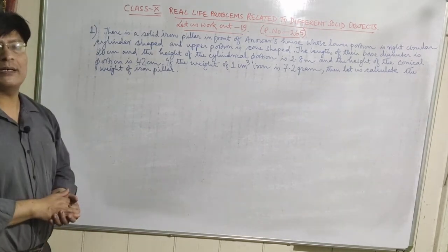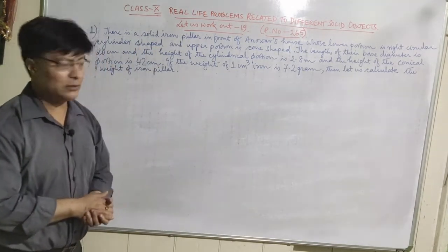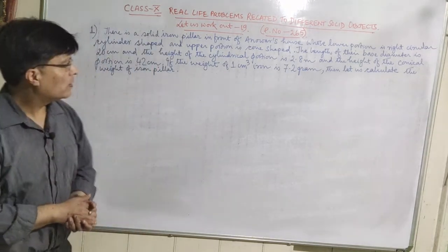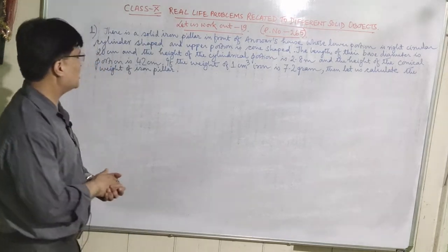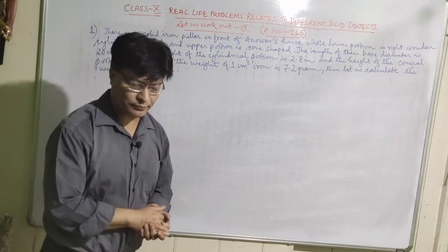The question number 1 is, there is a solid iron pillar in front of Anovar's house whose lower portion is right circular cylinder shaped and upper portion is cone shaped.